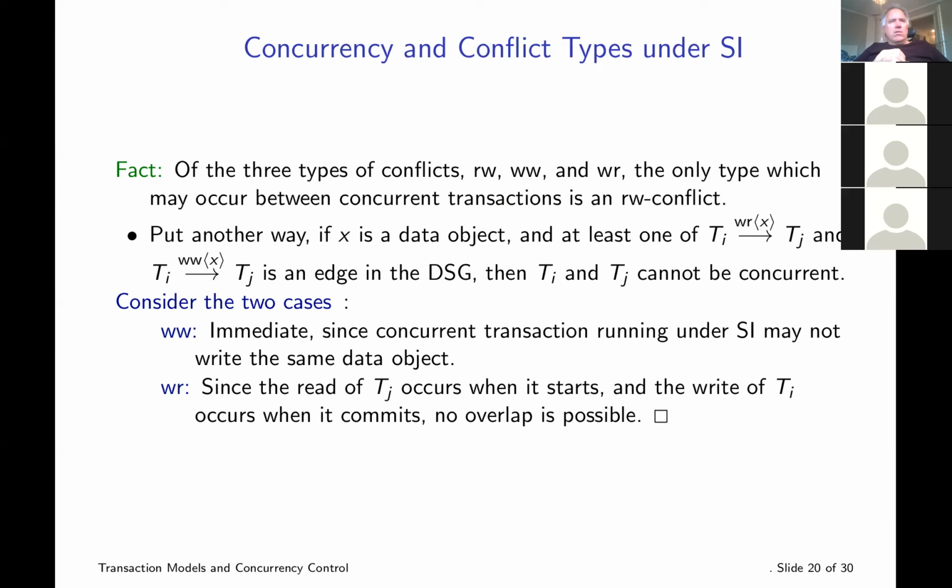I'm sorry, I had that wrong. Read-write is the only one. The only type of conflict between these, the only type which can actually occur, is the read-write conflict. So there's only one type of conflict that can occur. These other ones basically determine that they're not concurrent.